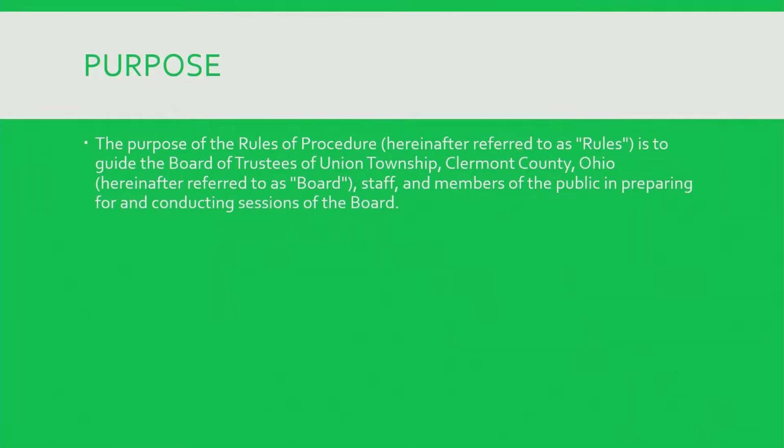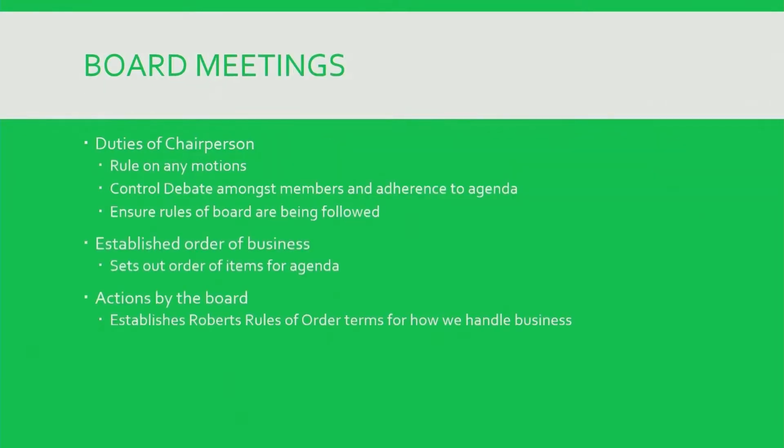I'm going to go through a few sections briefly just to give an overview. The first being the purpose. The purpose of the rules of procedure is to guide the Board of Trustees of the Union Township, Clermont County, Ohio, staff and members of the public in preparing for and conducting sessions of the board.